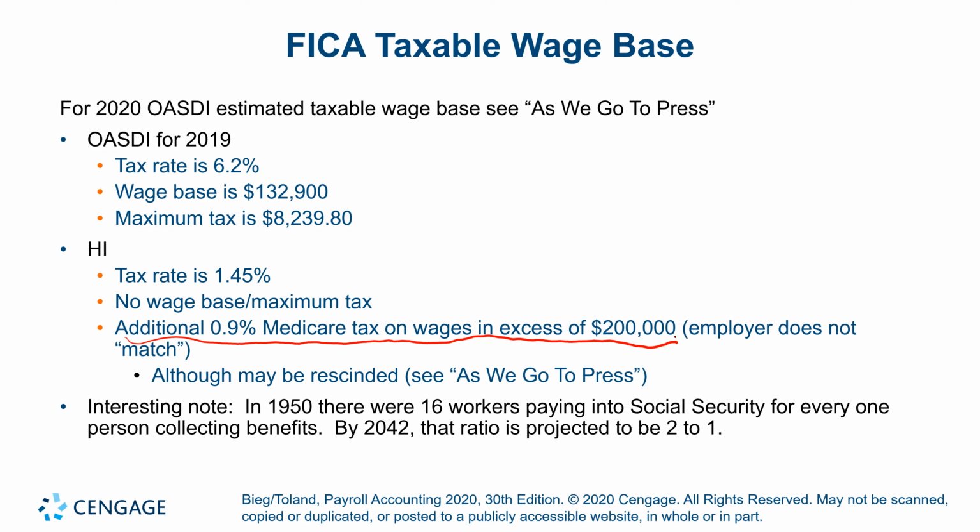Because just like it shows here, in 1950, there were 16 workers paying into Social Security for every one person collecting benefits. By 2042, that ratio is projected to be 2 to 1. So only 2 people paying in for every one person collecting benefits. Which is why, if you've ever heard people talk about this, that Social Security is insolvent. Eventually we're going to get to the point where so many people are collecting on it, not enough people are paying in.